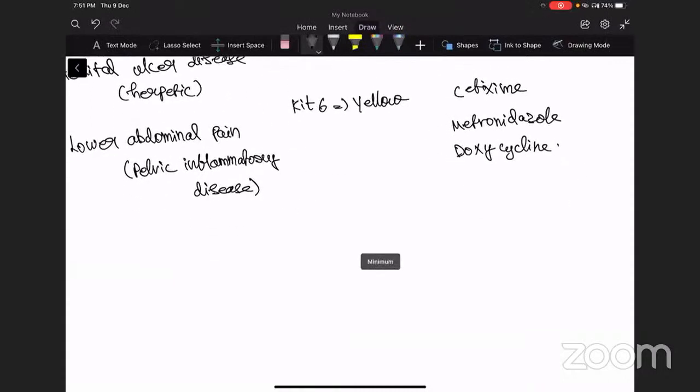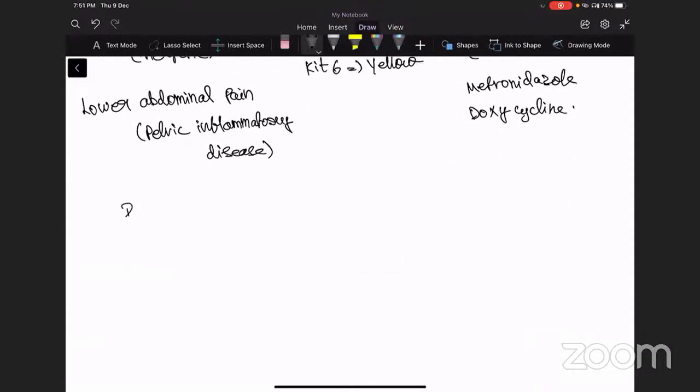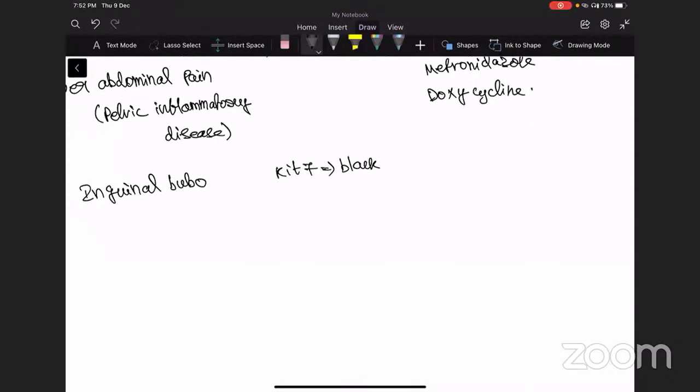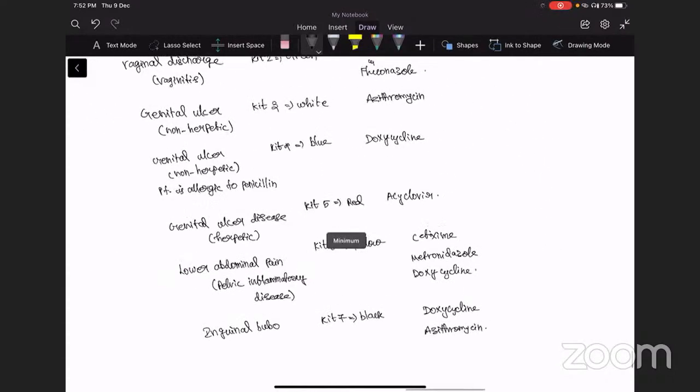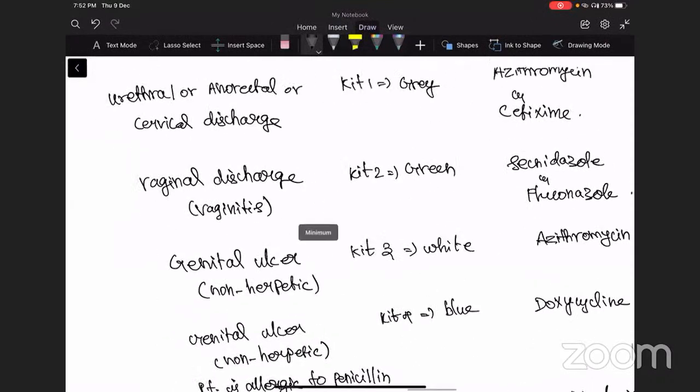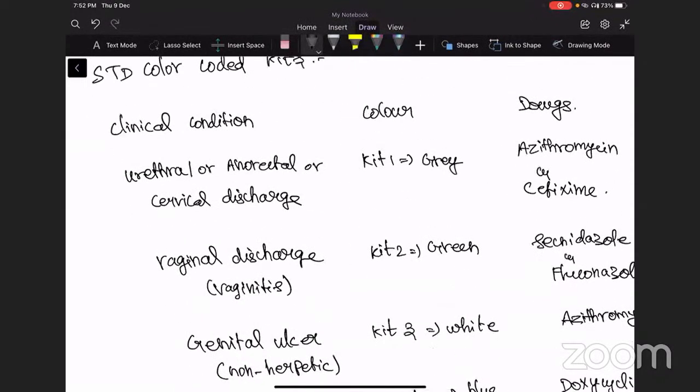This is with kit 6, and if there is complaint of inguinal bubo, kit 7, and what is the color? Very good, correct, black. Kit 7, black, going to include drugs as doxycycline and azithromycin. Very important, friends. The STD color coded kits are very important.